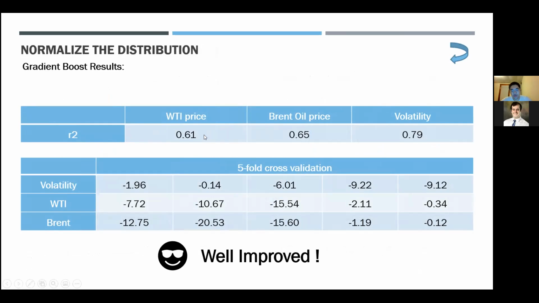First, the R-squared score got much higher, especially for volatility. The overfitting problem, it's a pity, still exists, but it is much improved, especially for volatility. You can see the score goes from negative 0.14 to negative 9.12. It is that much.